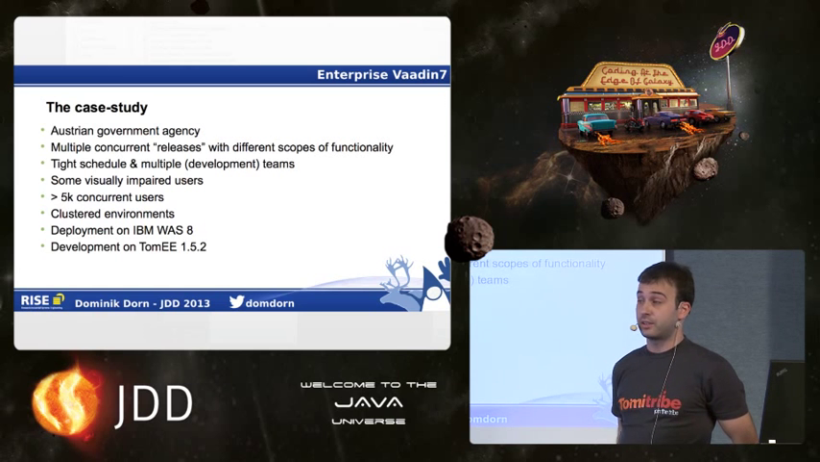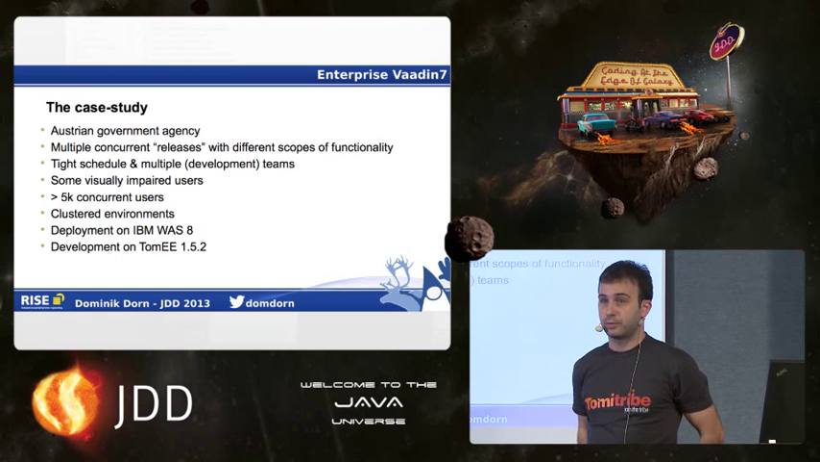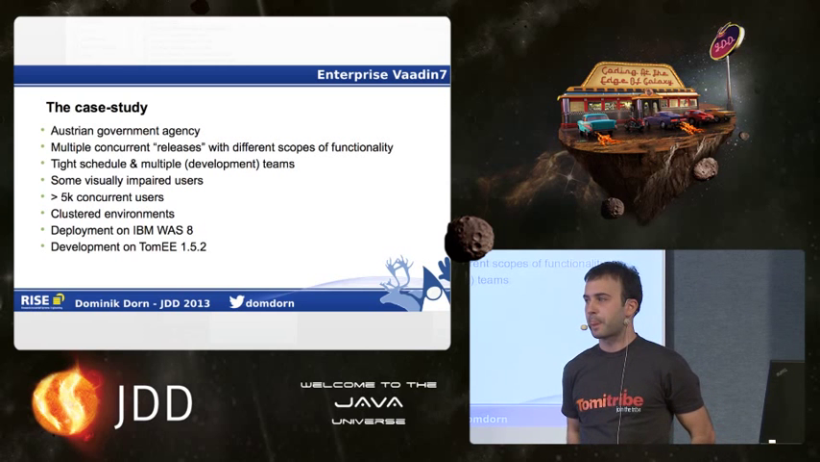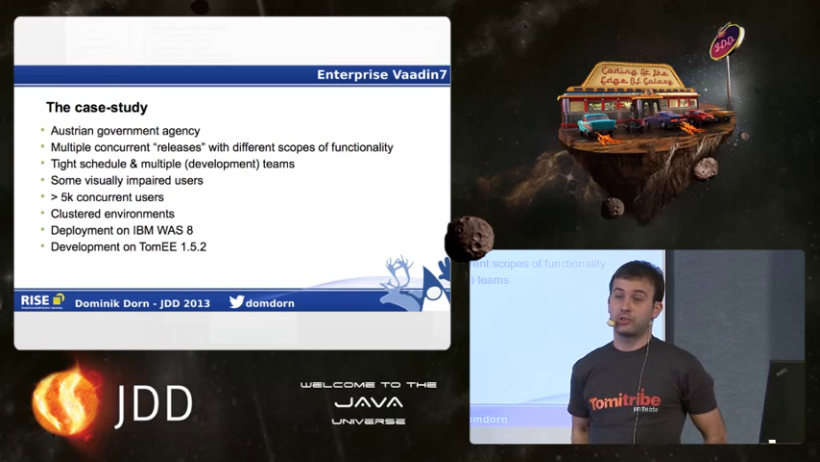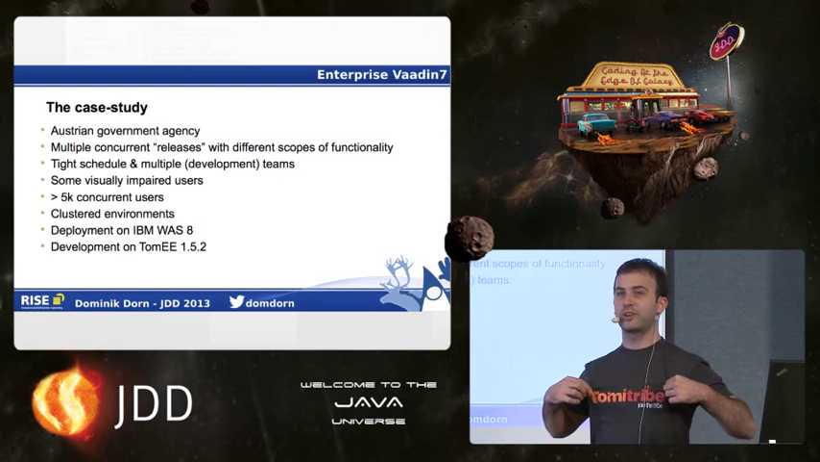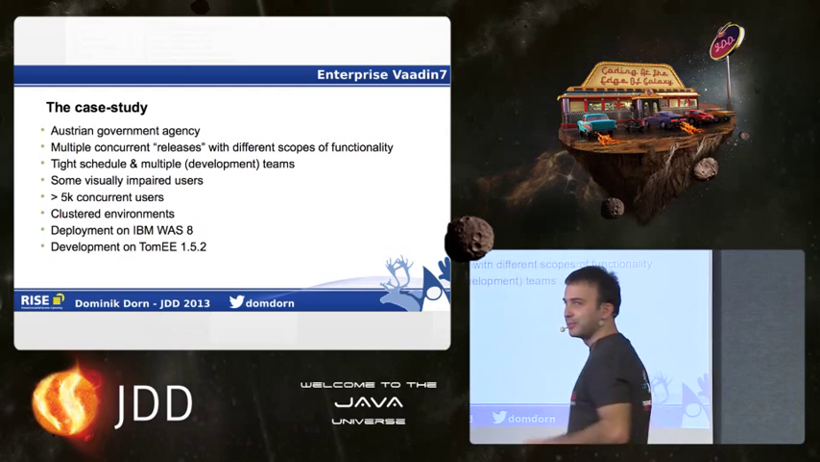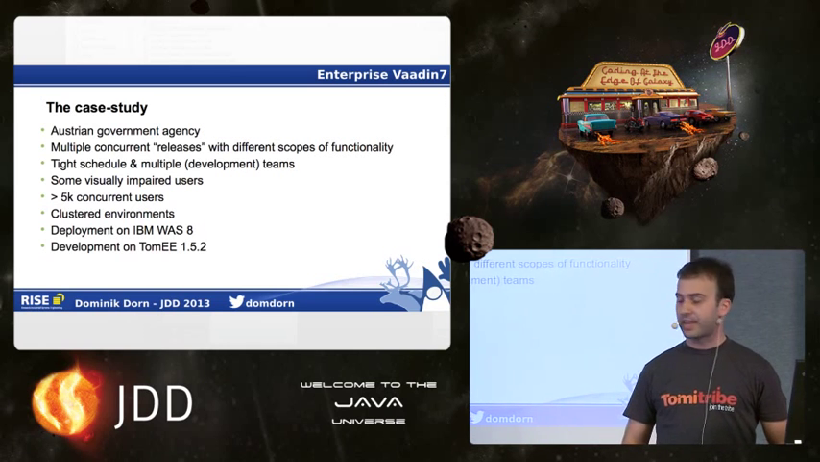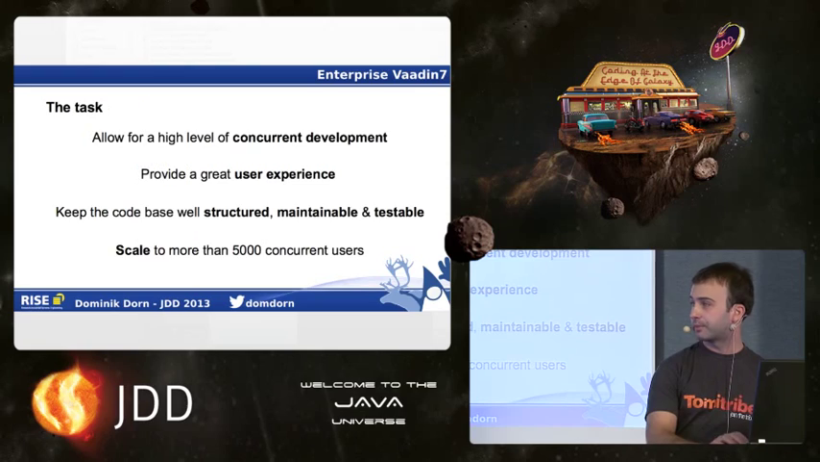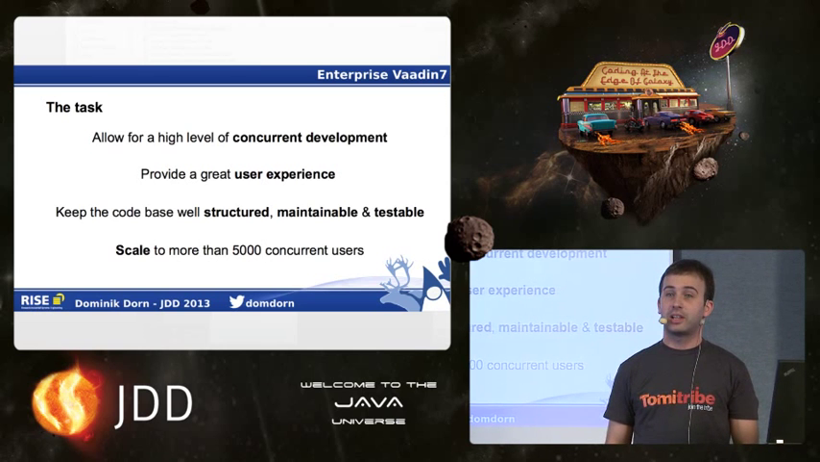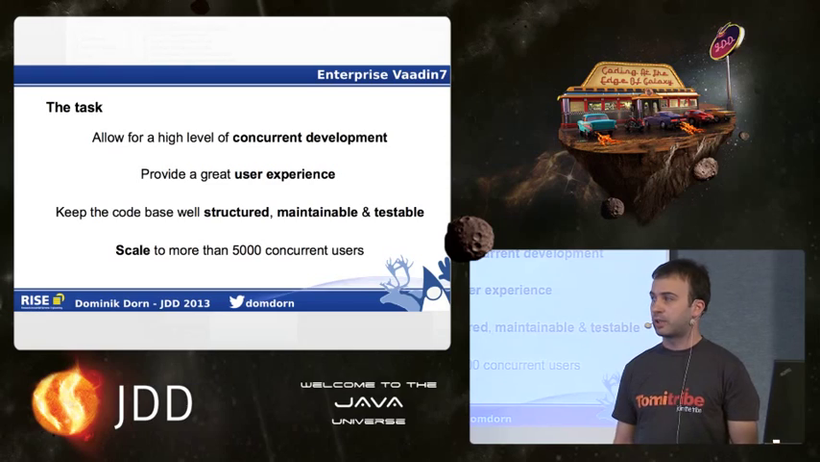We have a clustered environment with IBM WebSphere version 8.0. And for development, we are using Apache TomEE. So that's also the shirt I'm wearing. TomEE is the new cool thing. So let's show you something. The task is to allow for a high level of concurrent development to provide a great user experience and in the same way keep the code base structured and clean and maintainable. And we have to scale to a huge amount of concurrent users.